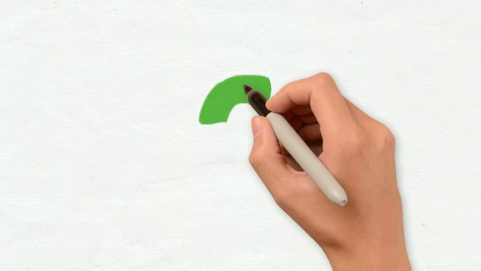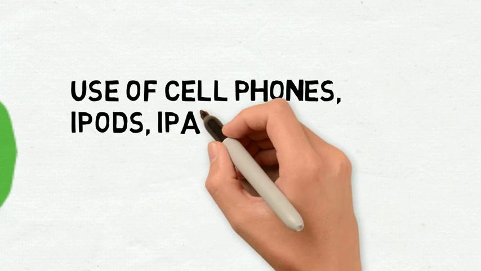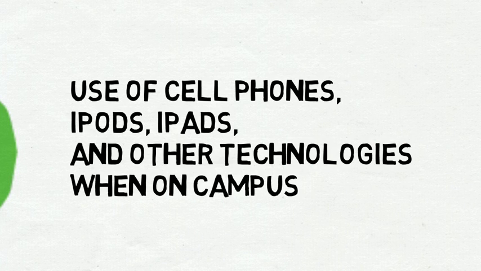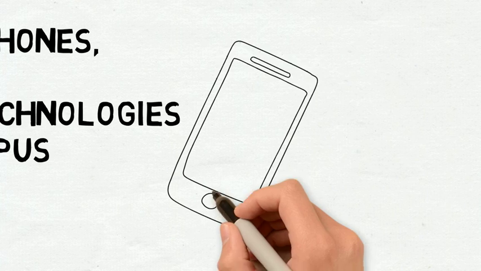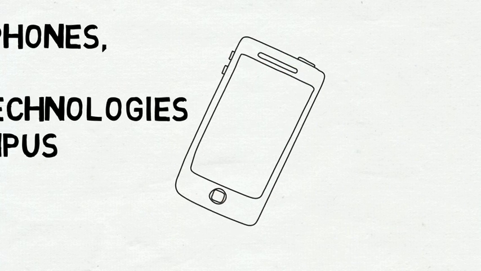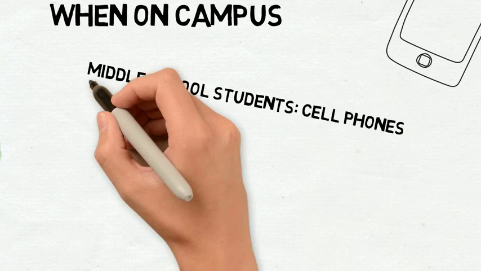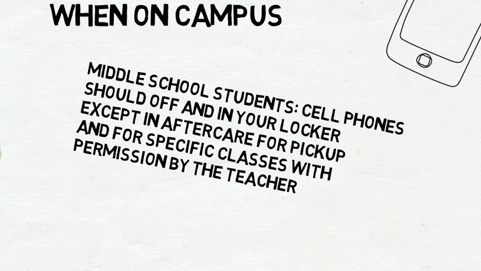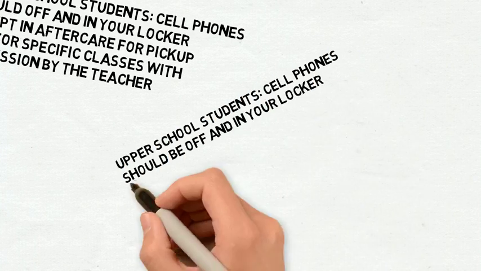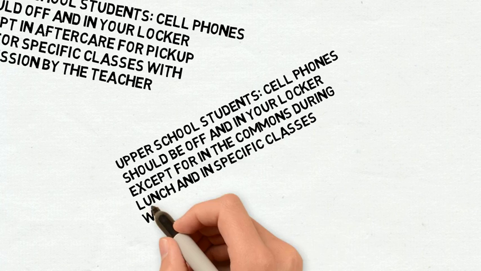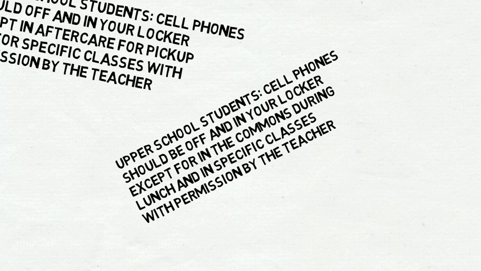Secondly, we should talk about the use of cell phones, iPads, and other such devices while on campus. It is important that the technologies used at SPSG enhance and not restrict your studies at SPSG. This means that for middle school students, cell phones should be off and in your locker except in aftercare for the purpose of figuring out pickup and for specific classes with permission by the teacher. For upper school students, this means cell phones should be off and in your locker except for in the commons during lunch and in specific classes with permission by the teacher.